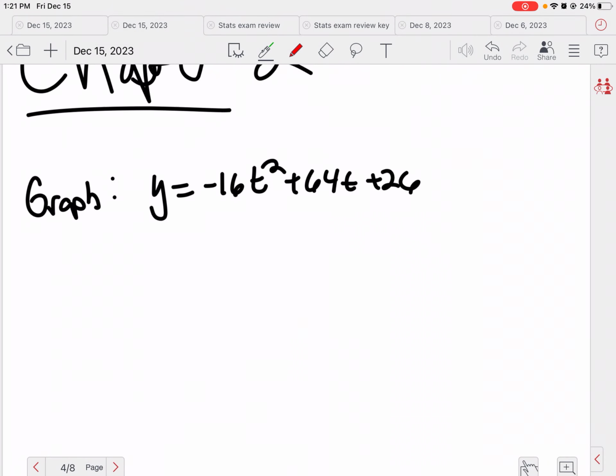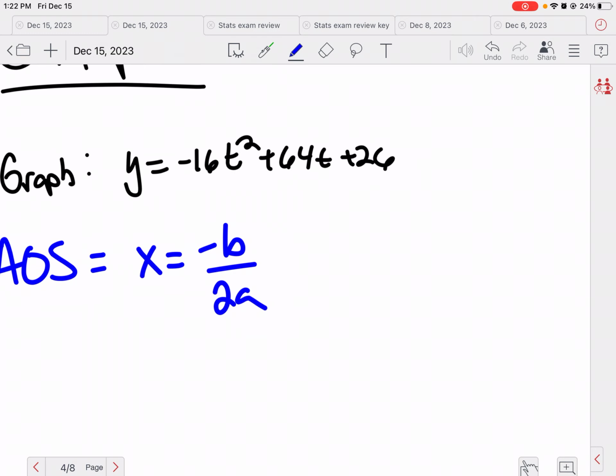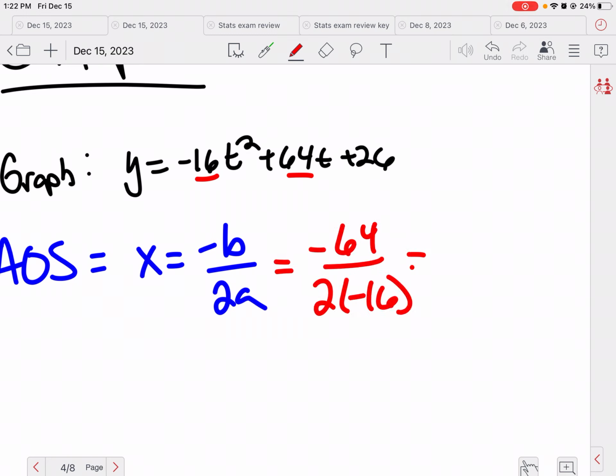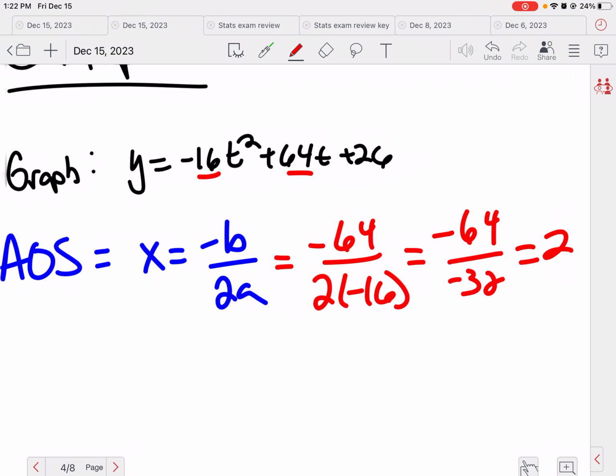All right, let's talk about graphing a parabola. So when I see this, I want to find my axis of symmetry first. Your formula for axis of symmetry is x equals negative b over 2a. Remember, your a is in front of the x squared or t squared, and your b is in front of t. So this would be negative 64 over 2 times negative 16, which would be negative 64 over negative 32, which reduces to 2.